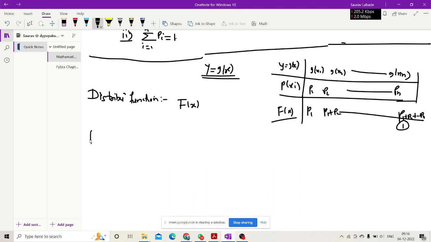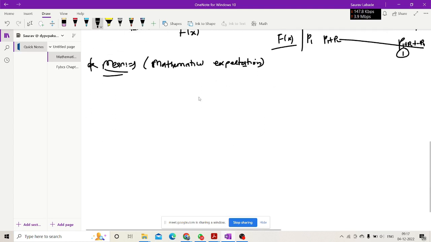Then we have seen the mean of the random variable, which is called the mathematical expectation. So what is mathematical expectation? The general formula of mathematical expectation is: expectation of X equals the summation of x into pi, where i is from 1 to n.